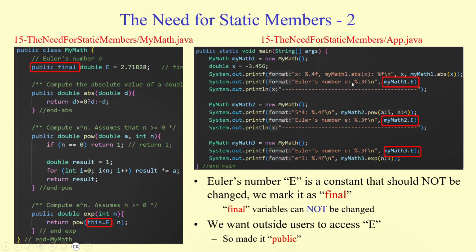Here is the driver or test code that makes use of myMath class. I have to first instantiate an object of type myMath. Then I can simply call mymath1.abs to get the absolute value of this double number. And to access this constant e, I can just say mymath1.e. And here is another example where I am making a call to the power method in this class. I instantiate another object and then make a call to power. And here is another example where I'm making a call to exp. First I instantiate an object and then call the exp method within this object.